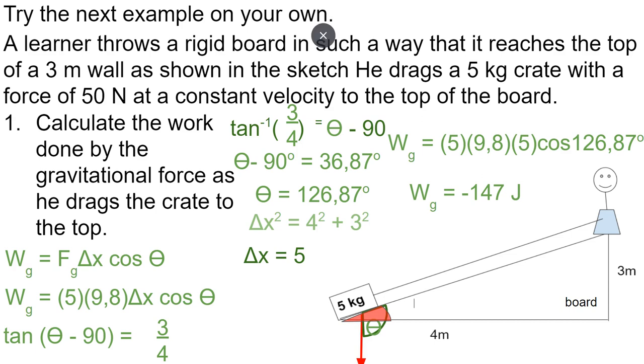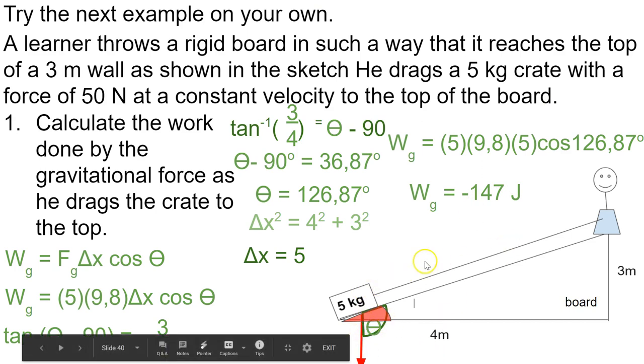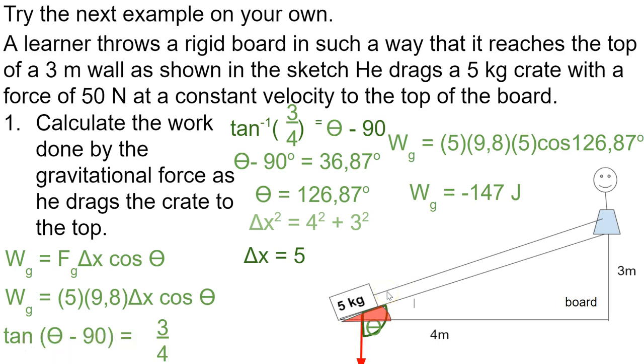In the same way, this negative sign gives us information about the relationship between the force applied and the direction in which this thing is traveling. And the negative sign is just telling us that the angle between these two will be greater than 90 degrees.